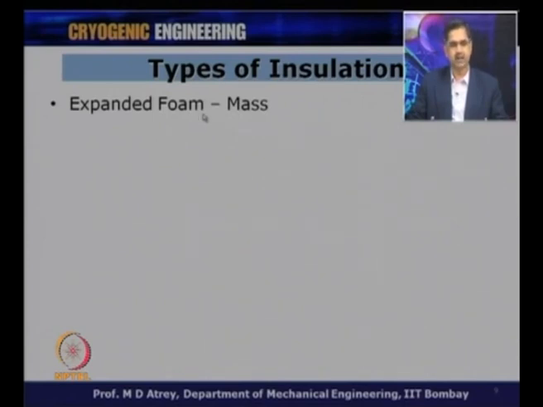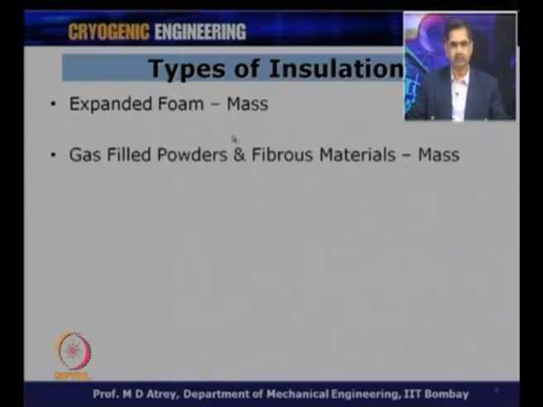Also, most of the pipes running from high temperature to low temperature, you can always see are covered with foams. In an air conditioner at home also, you can see that most of the lines are covered with foam, and the same could be used at cryogenic temperature, although that may not be very effective. Then we have gas filled powder and fibrous material, which also falls under the mass category.